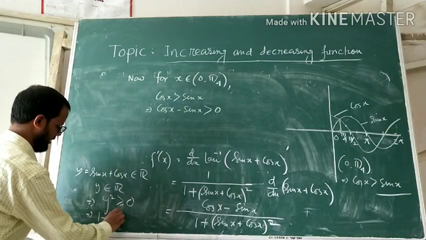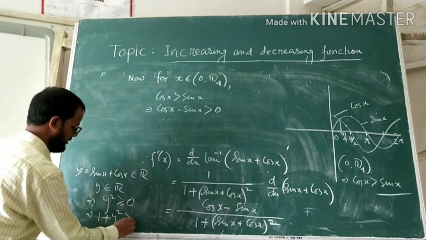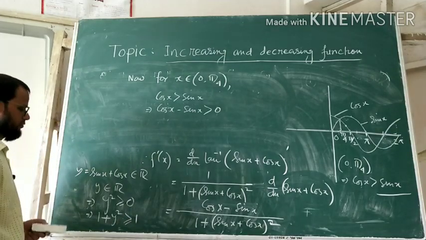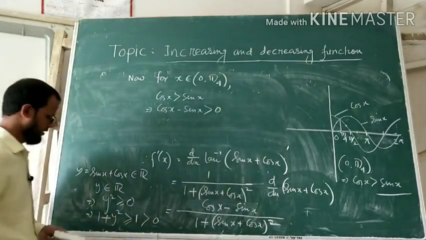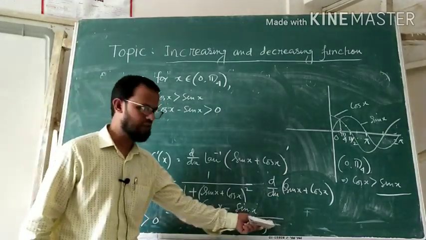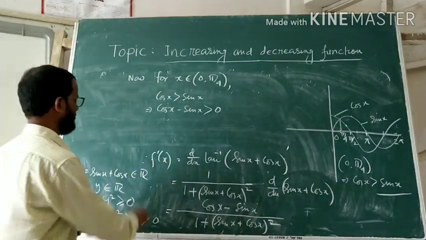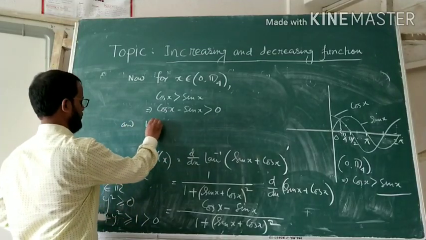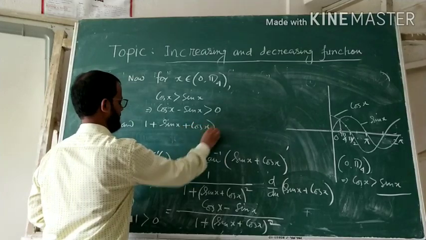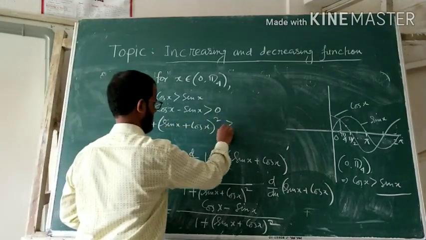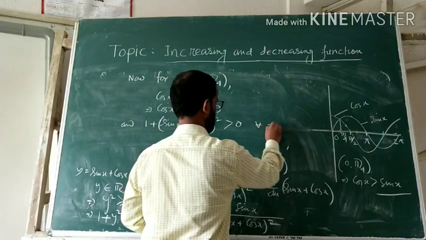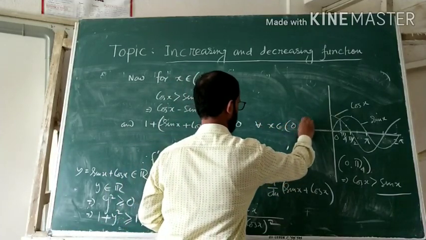1 plus Y square is greater than or equal to 1, adding 1 to both sides, which is greater than 0. That means 1 plus Y square is greater than 0. That means 1 plus this whole square is always greater than 0. So 1 plus sin x plus cos x whole square is greater than 0. Our interval is, for all x belongs to 0 to pi by 4.